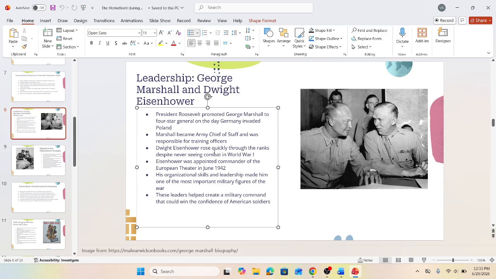Dwight Eisenhower also rose quickly through the ranks, even though he had never actually seen combat in World War II, so he wasn't as experienced. He became commander of the European theater in June 1942.